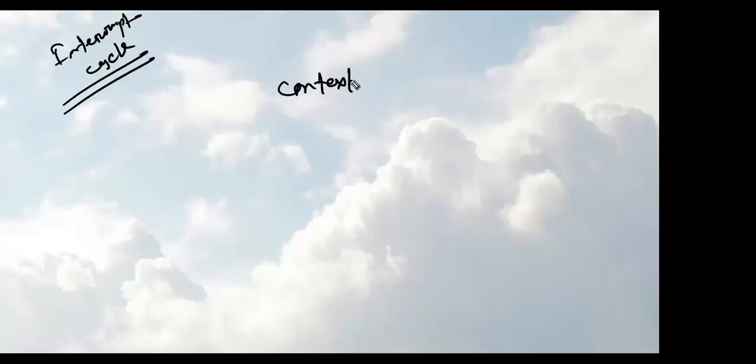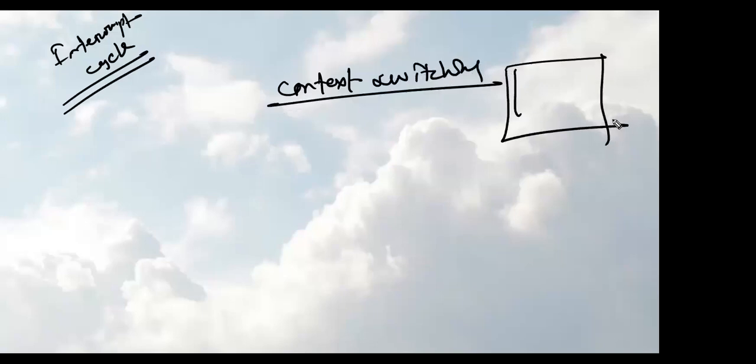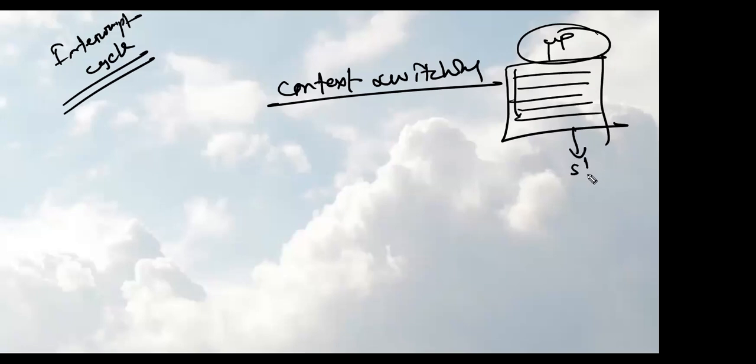So the same thing could happen for the interrupt cycle. What will be the first step, or the first micro operation, in the interrupt cycle? Okay. Your first step will be context switching. That means the current scenario of your microprocessor, that environment, should be stored in a system stack.